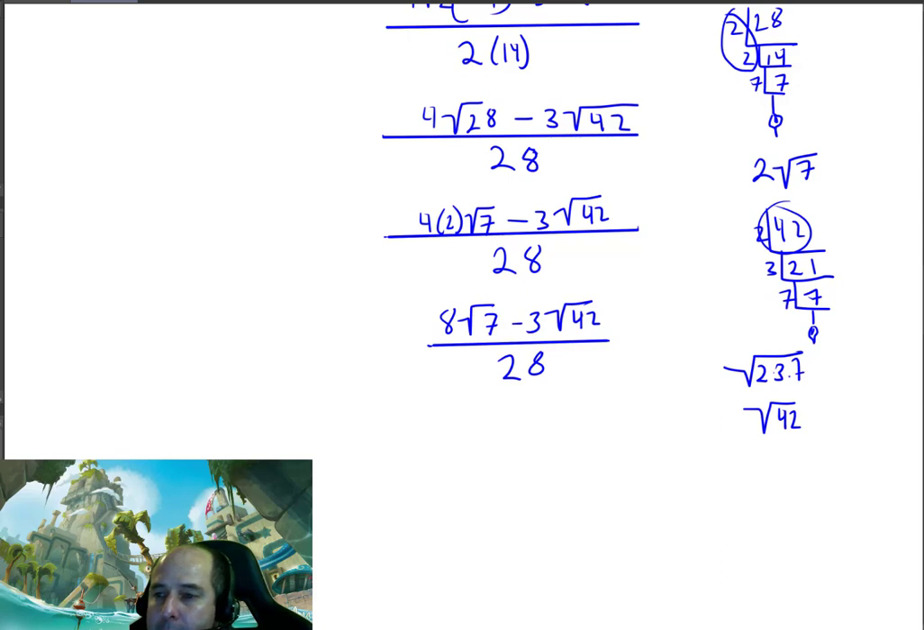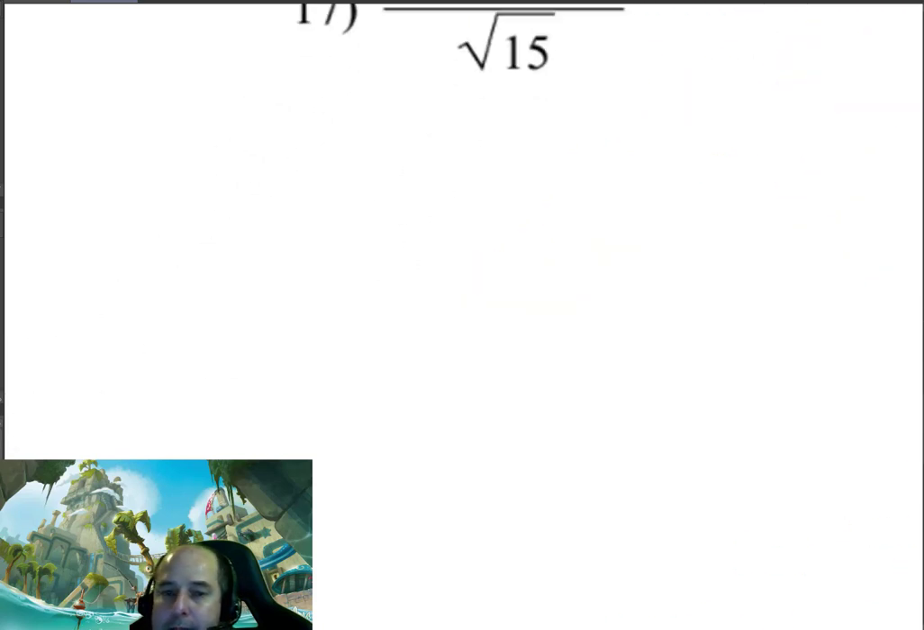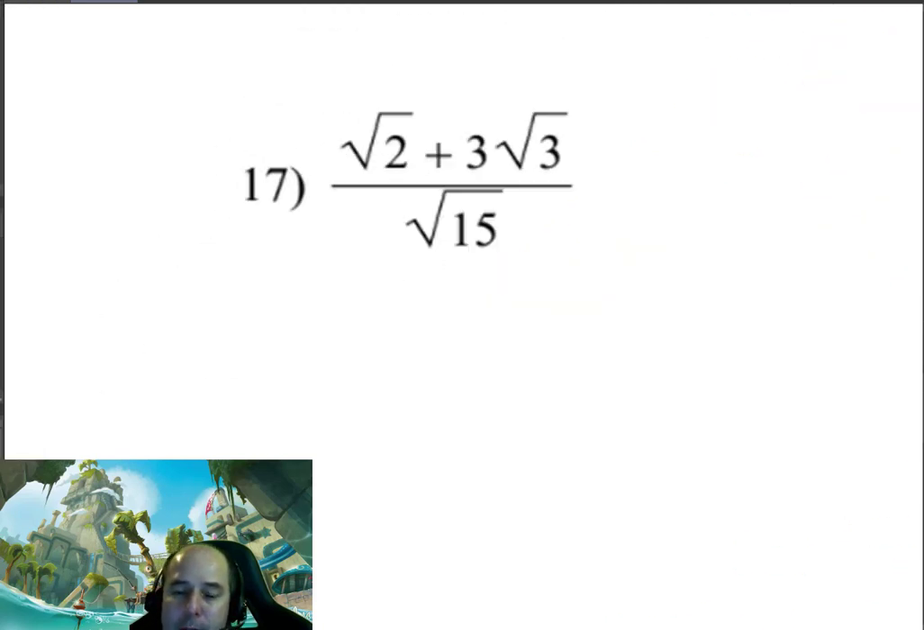That is that problem. Let's go ahead and do one last problem. This is the last one I'm going to do. I figure at this point you kind of understand the process. Once again, first step, I'm going to multiply the top and the bottom by the square root of 15. You get the idea. Square root of 15.